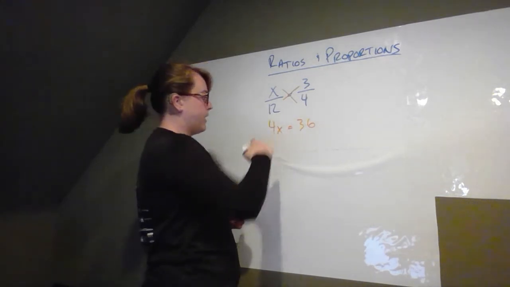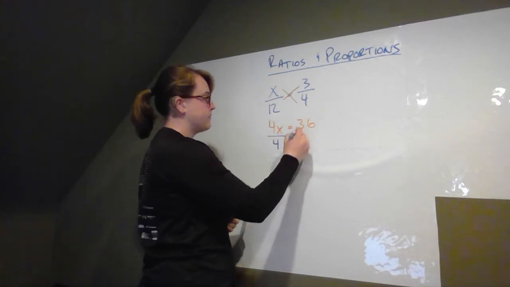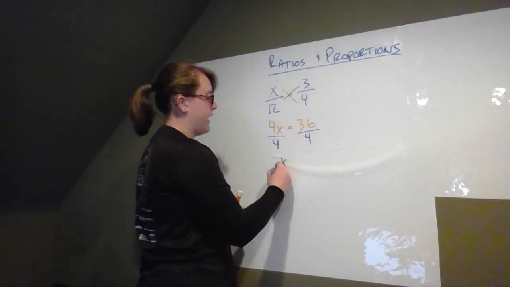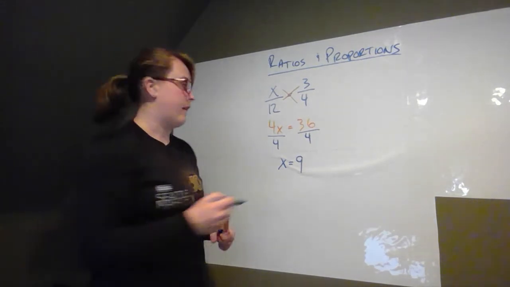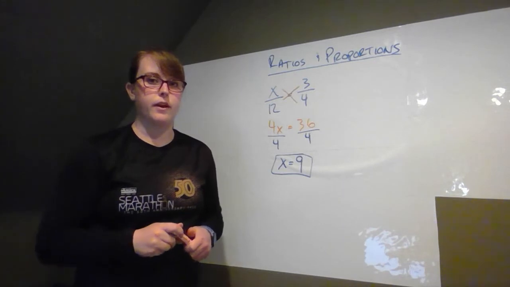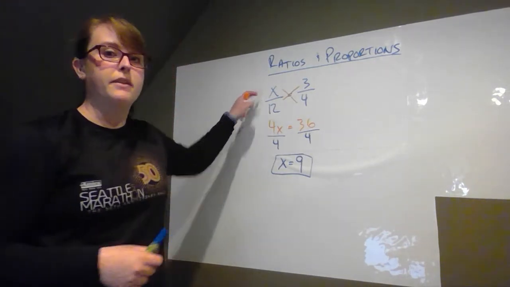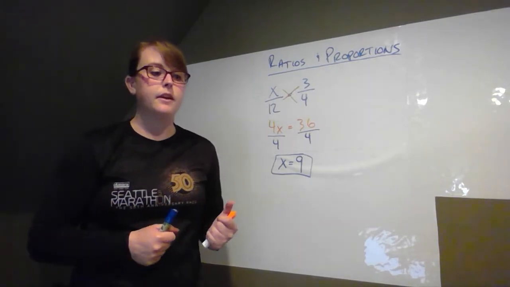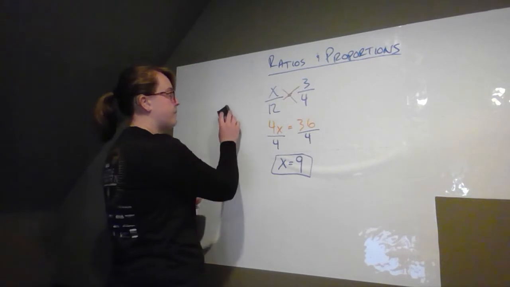This becomes an equation that we know how to solve already. Just divide by 4 on both sides. And we get x equals 9. And that would be our answer. Okay. So that's a fairly basic example, just like the one that we just did. Now we're going to try one that steps up the difficulty just a little bit.